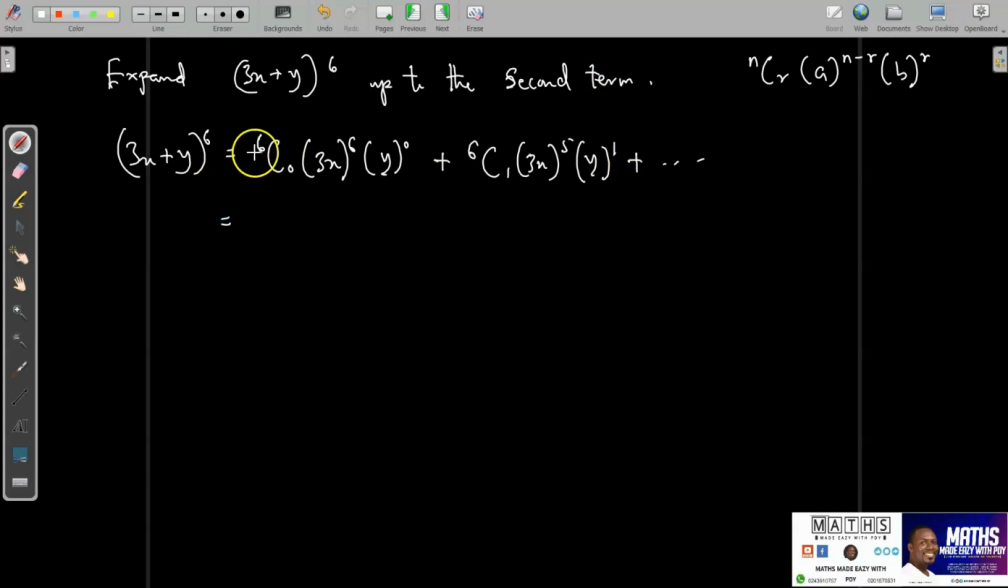Then now we can break it down. 6 combination 0 automatically is what value? 1. Then 1 times 3x to the power 6. 3 to the power 6, what answer is it? 729. Then x to the power 6. Y to the power 0 is the same as? 1. Good. Then plus 6 combination 1, the answer is actually the same as? 6. And then 3x all to the power 5, what is the answer?